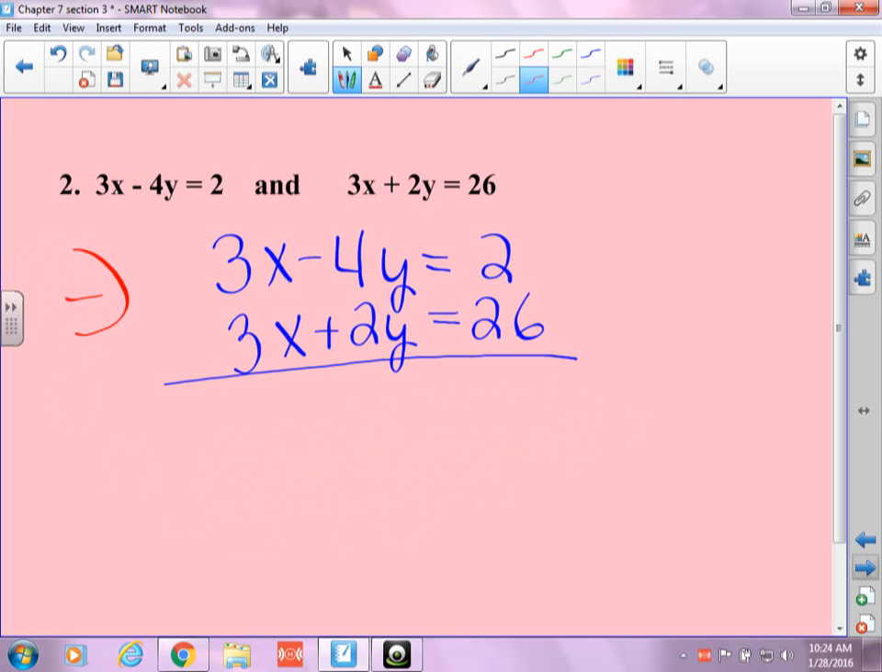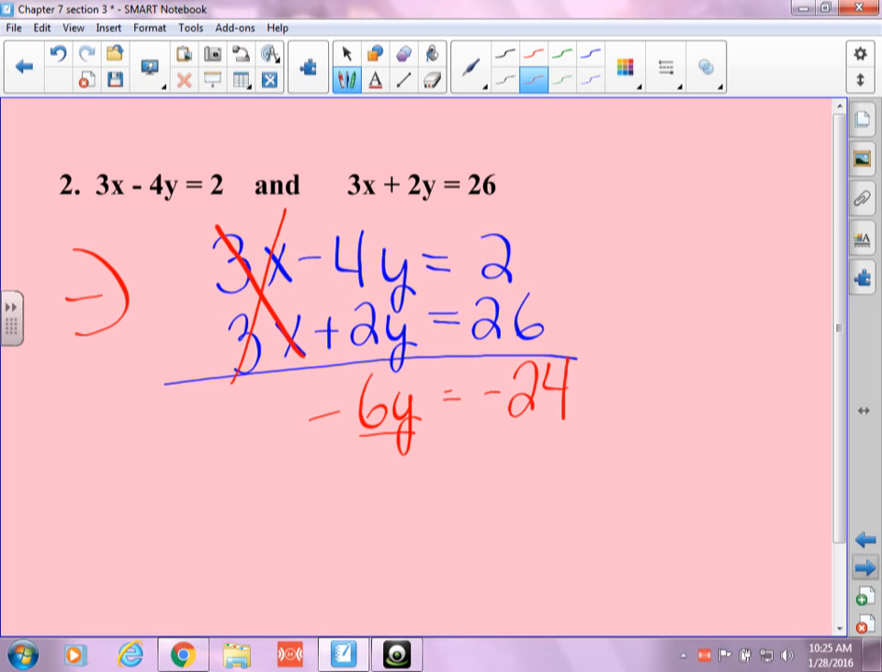And again, I'm going to cup it, because if I don't, it looks like a negative, and it's not. It's a minus sign. So 3x minus 3x gives me what? 0. I eliminated a variable, so I know I'm good. Negative 4y minus 2y gives me negative 6y. 2 minus 26 gives me negative 24. Right.